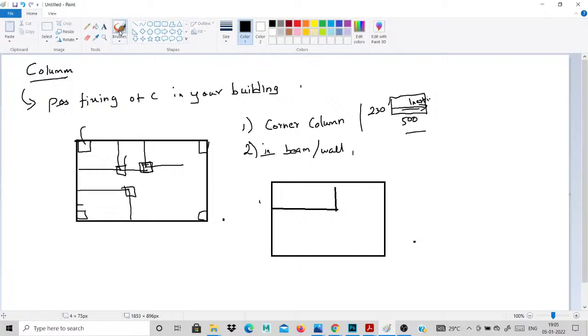I measure this dimension. This is a 3 meter beam. This is a 5 meter beam. I provided one column. The depth of the column will be oriented along the longer beam set. That is the main point. See this, this is the depth area. The depth area is oriented along the longer beam set. That is the main point.